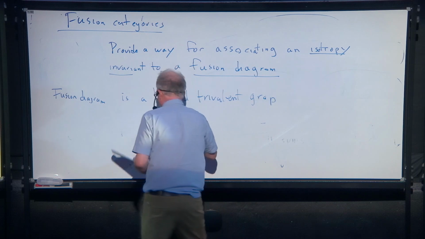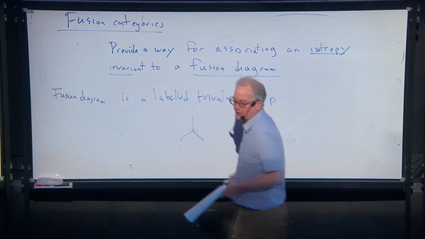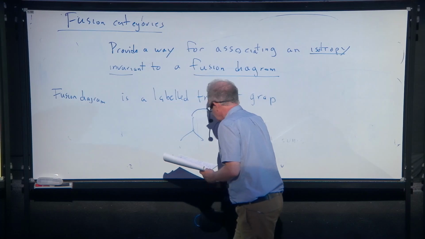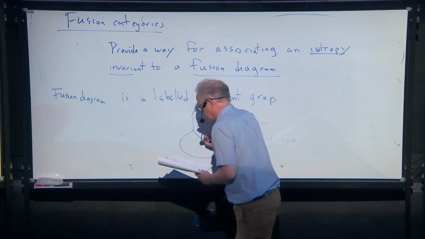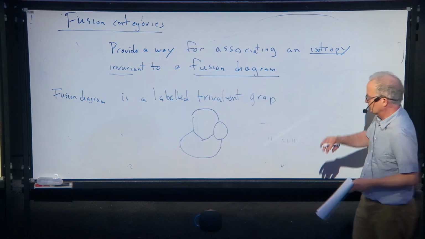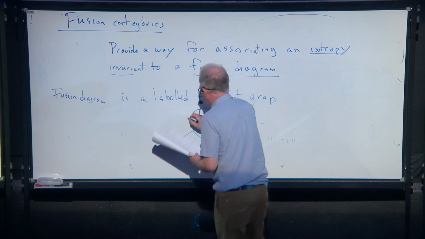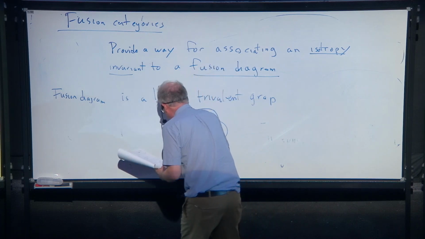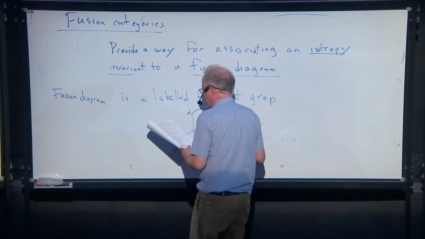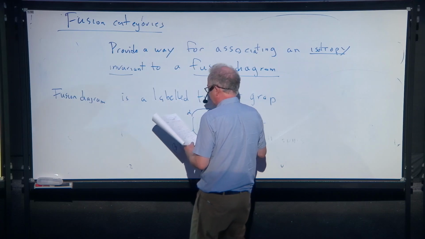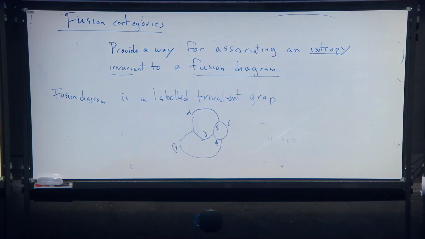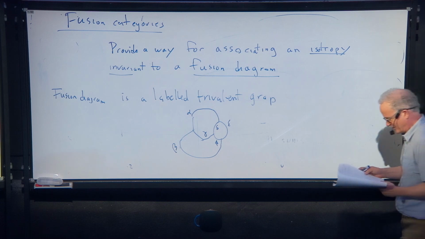So for example, there's a trivalent vertex. I don't know, you draw it. All right, so that's a trivalent graph. Let's do a closed one. So you can generalize, but we'll stick with that. And then I just label them. And I'll of course tell you where the labels come from, but at the moment, it's just a labeled trivalent graph. Okay. That's a labeled trivalent graph, and I'll call it a fusion diagram. I think I invented that word, fusion diagram.